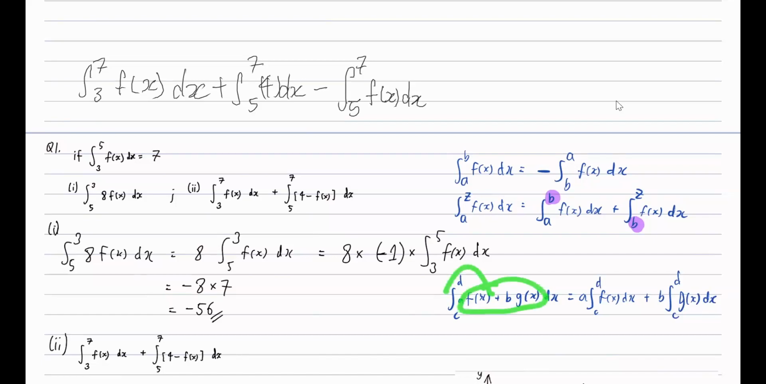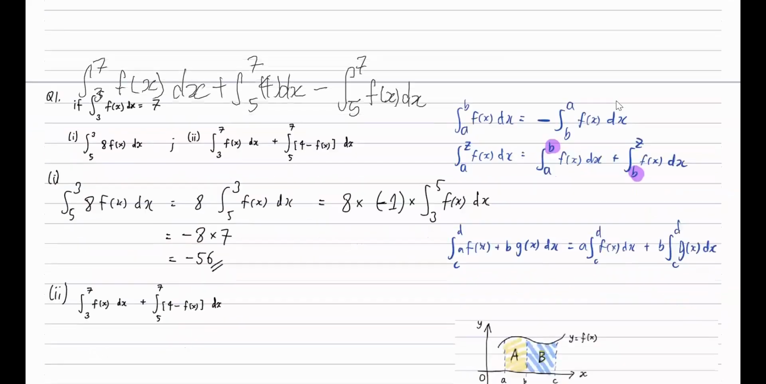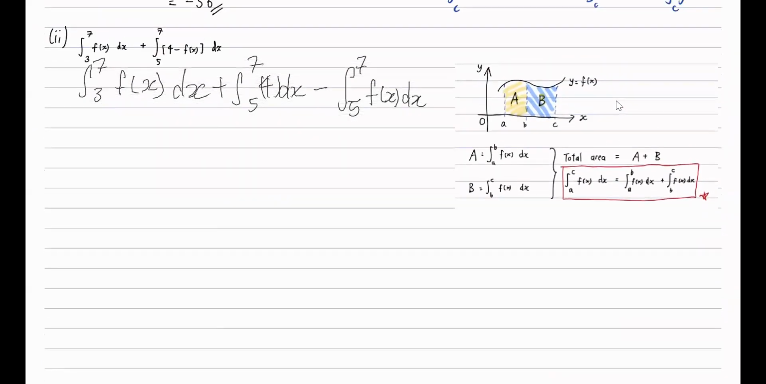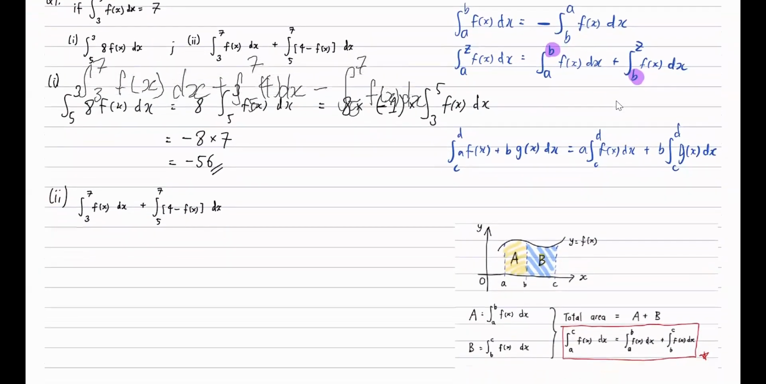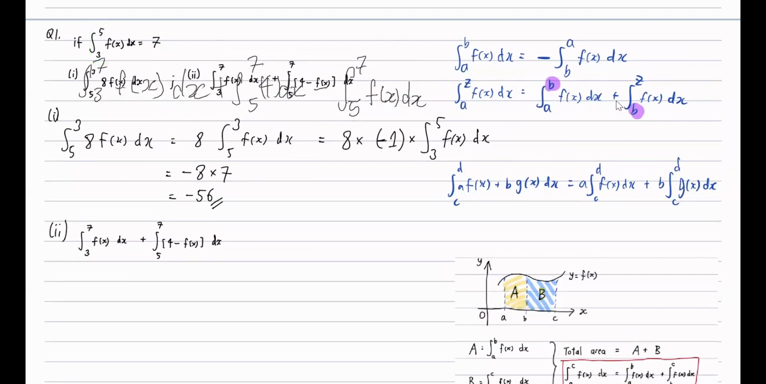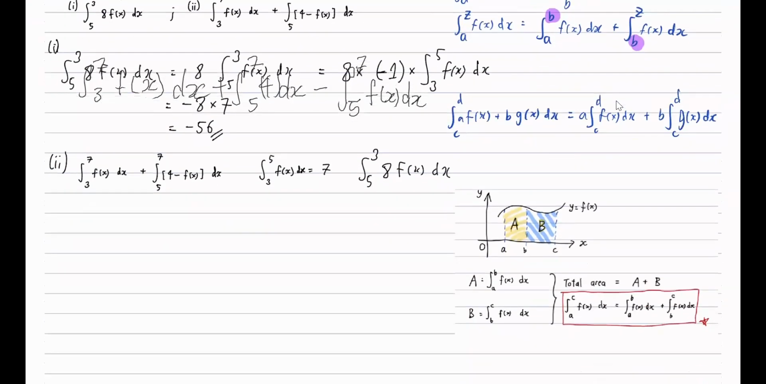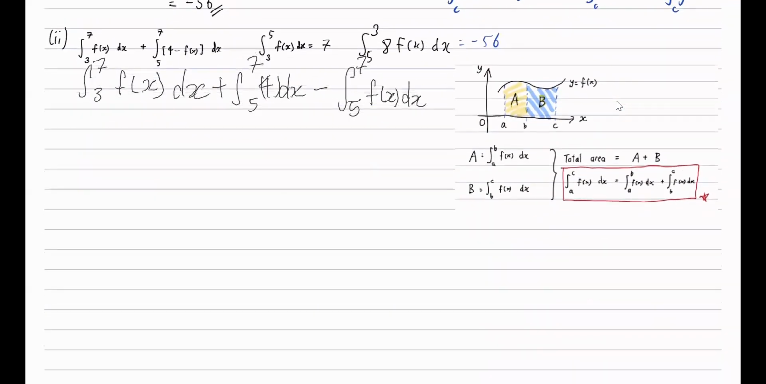It's just like differentiation. You can differentiate each term, but you need to factor out the coefficient. So anyways, back to this. Let me copy down what we know so far. The integral from 3 to 5 of f of x is 7, and the integral from 5 to 3 of 8 times f of x is negative 56. Okay, continue.